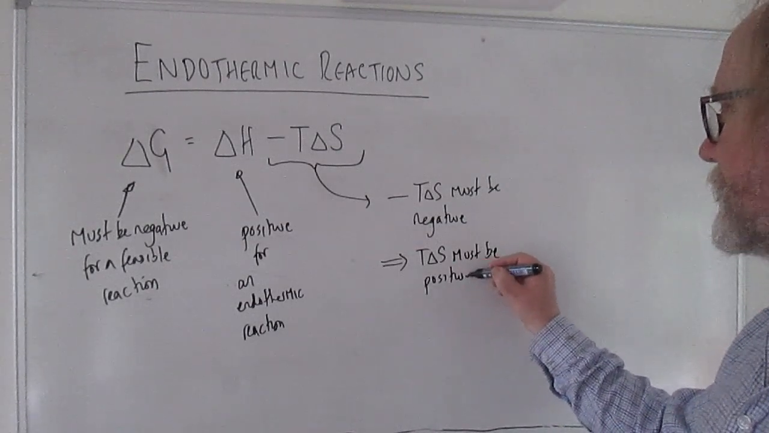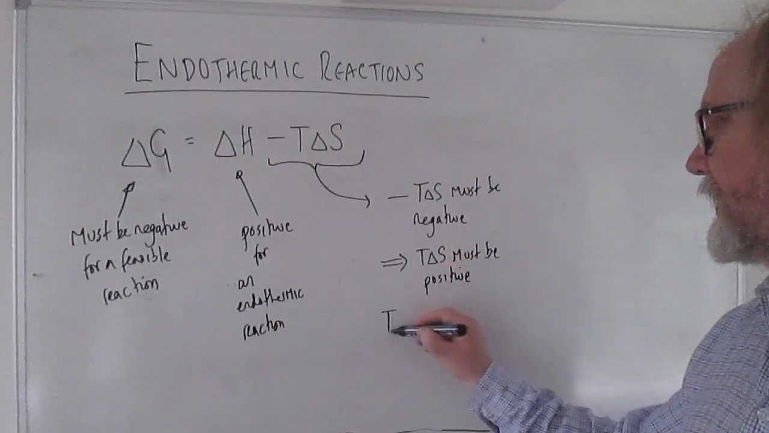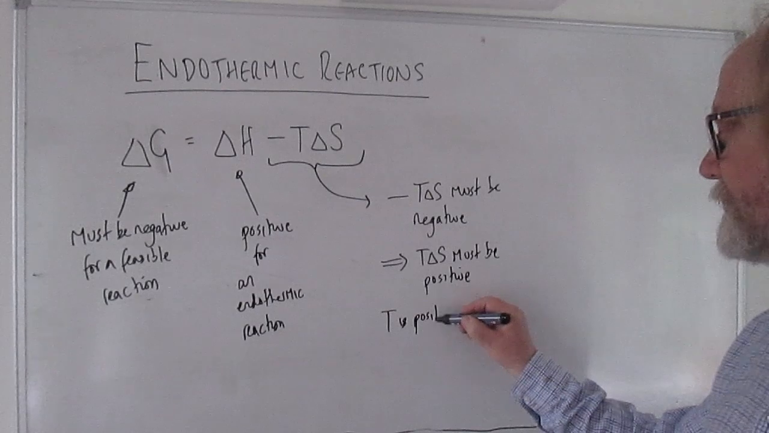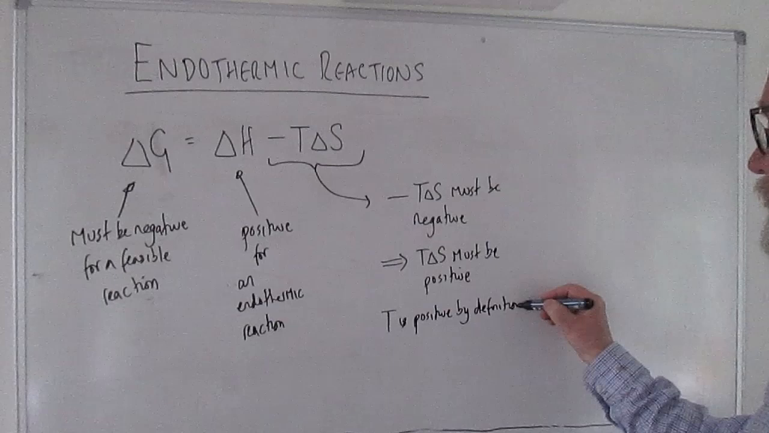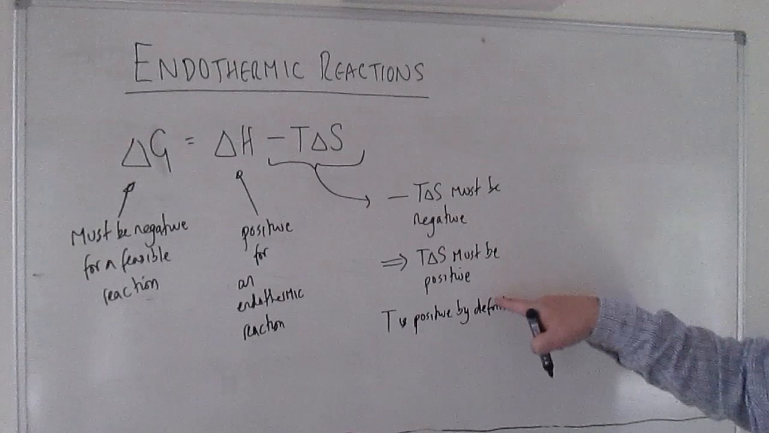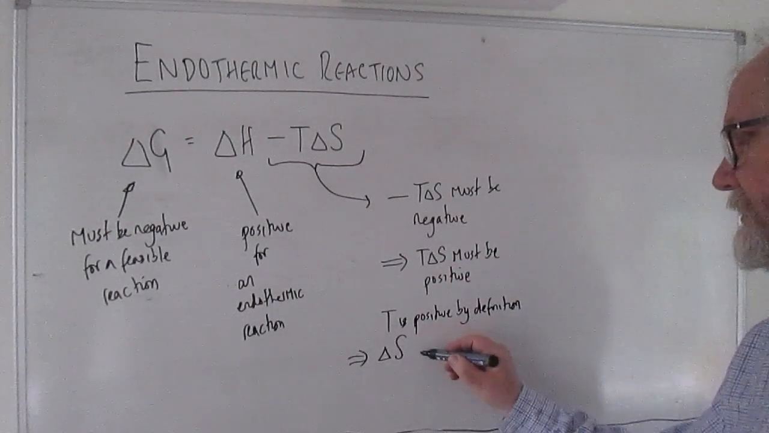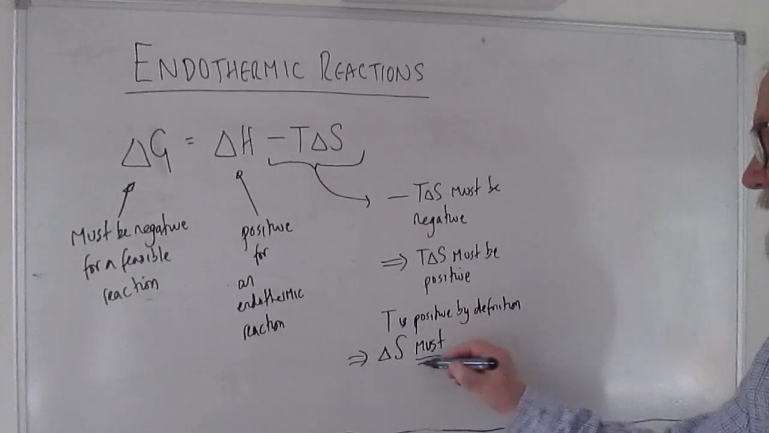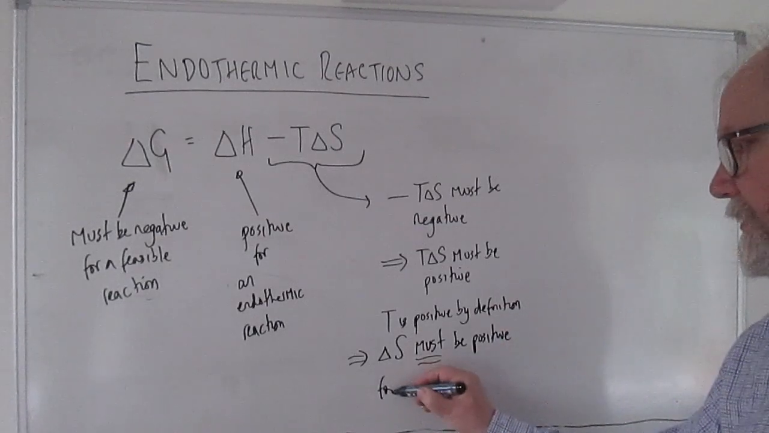Sorry, the dog was just making his contribution there. So minus T delta S must be negative, T delta S must be positive. And remember that T is positive by definition because it's the absolute temperature. And if T is positive and T delta S is positive, then delta S must be positive. That's the important result, that delta S must be positive for an endothermic reaction to be feasible.